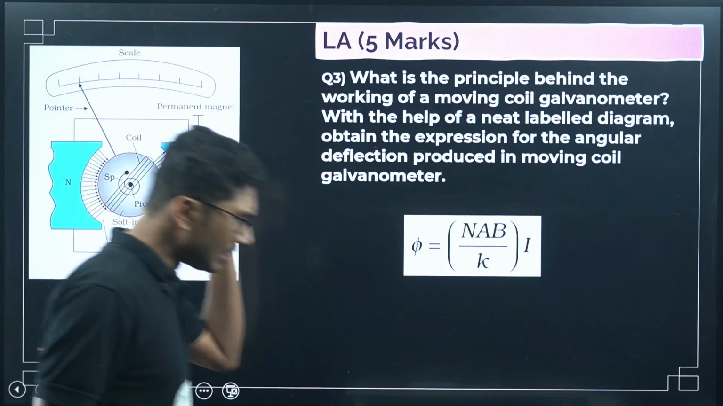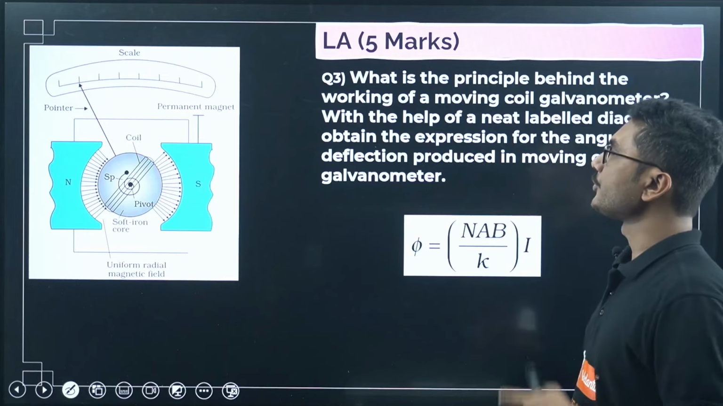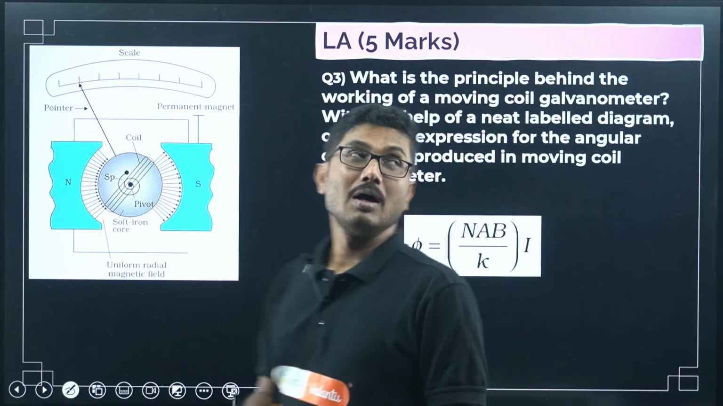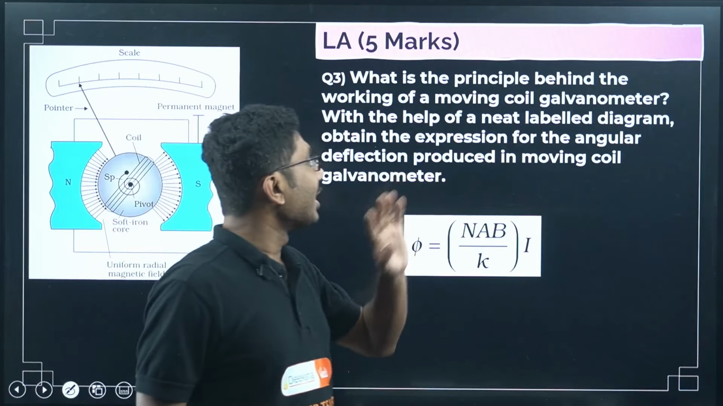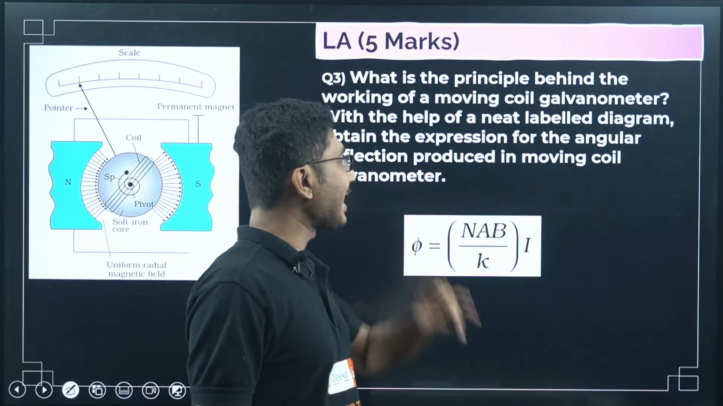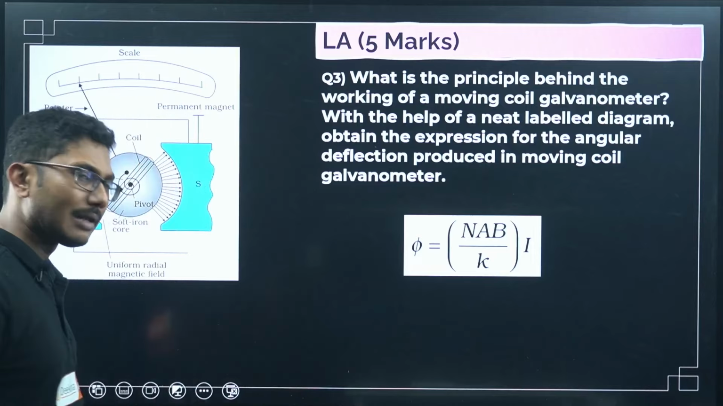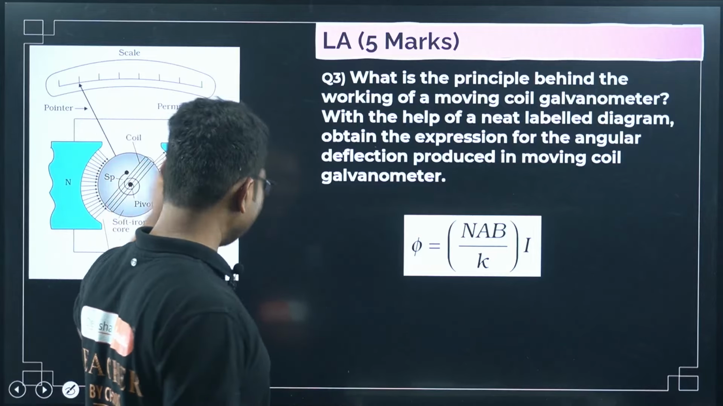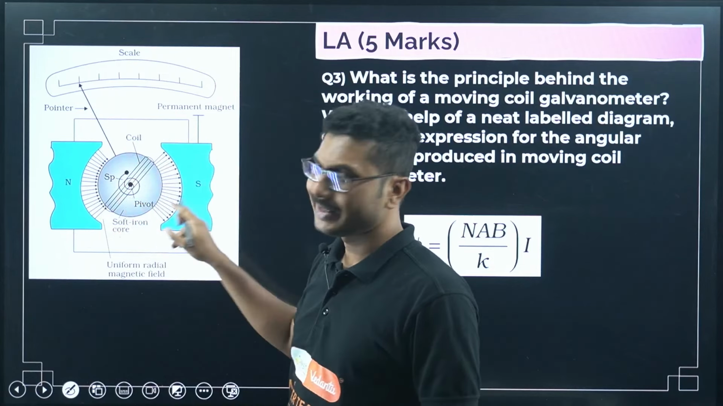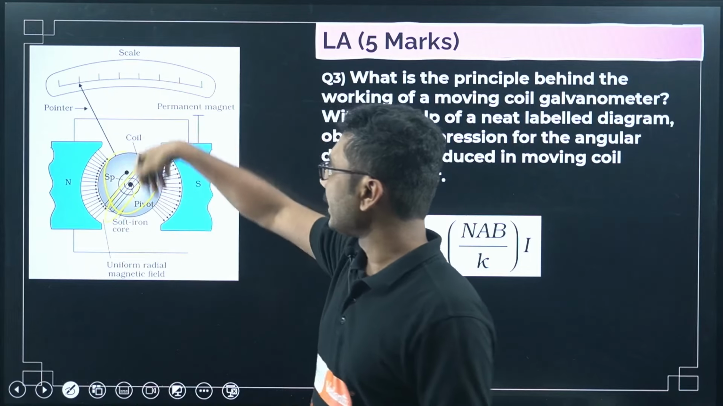Now this is a new question recently added to one of your model question papers. Let's see this question, then we will see the answer. What is the principle behind the working of a moving coil galvanometer? With the help of a neat labelled diagram, obtain the expression for the angular deflection produced in a moving coil galvanometer. This is a little complicated diagram. You don't need to draw this large a diagram. You can simplify it with a single coil, the magnetic field and the deflection.